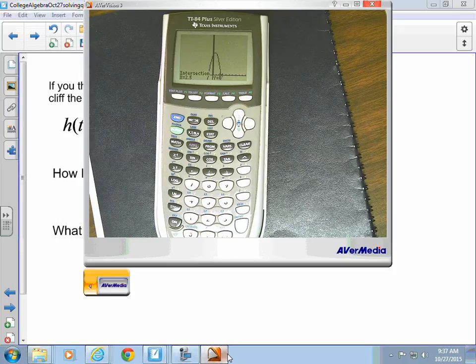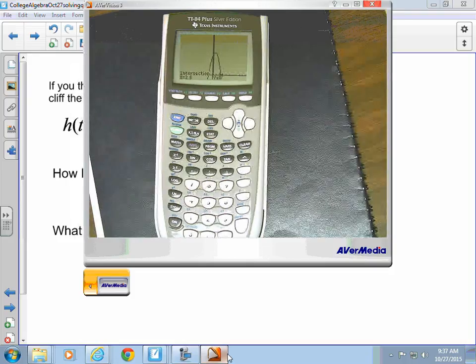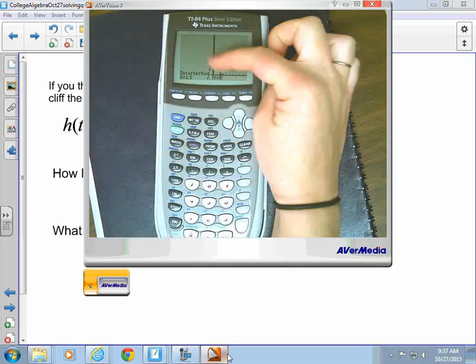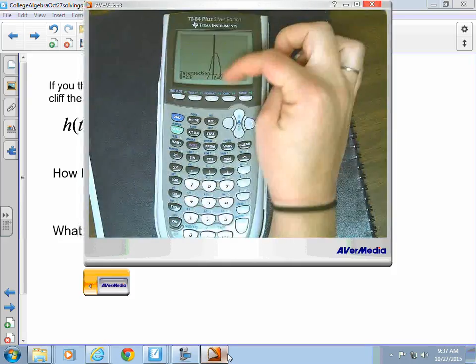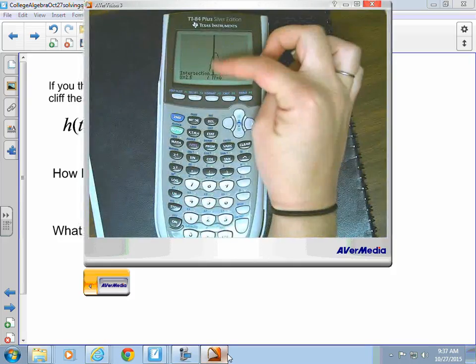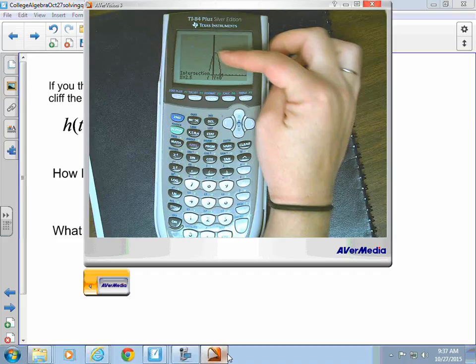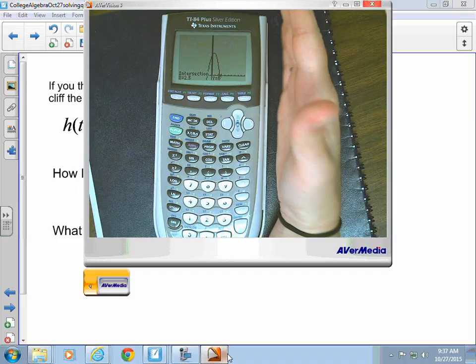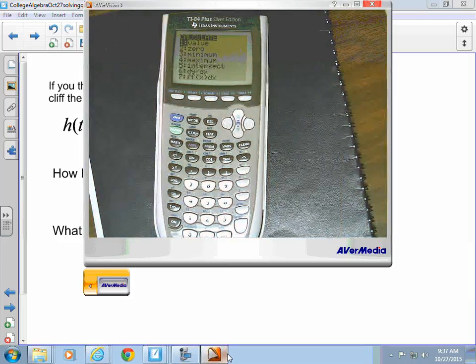Okay, the next one, I'm going to look at the maximum height of the book. Wouldn't you agree that it's at this peak? This is completely new to you, so this is a new button in this class. I'm sure you've used it in another class. And there's a button on your calculator. Go to second trace. Which button do you think we're going to use? Maximum. Maximum button. We will spend some time learning how to do this by hand in the next couple of sections, but for today, I just wanted to introduce you to the button.